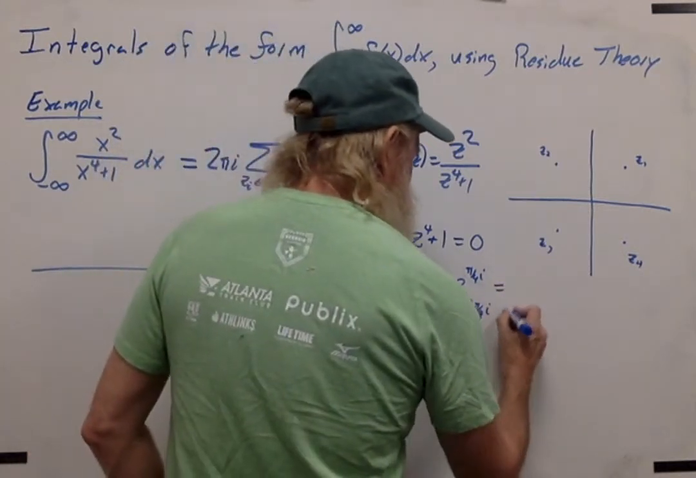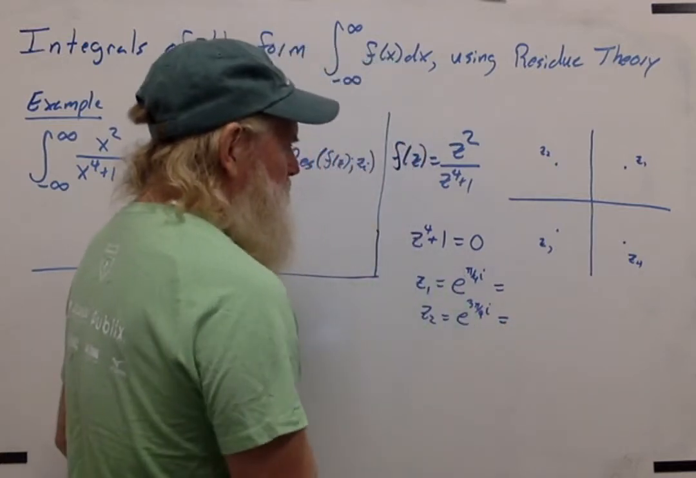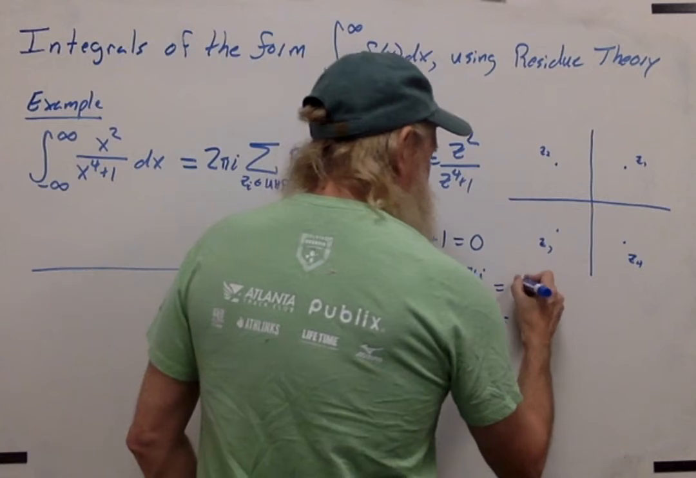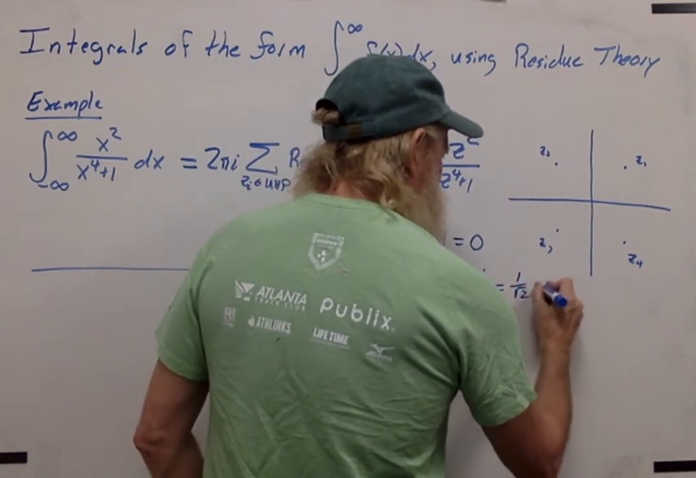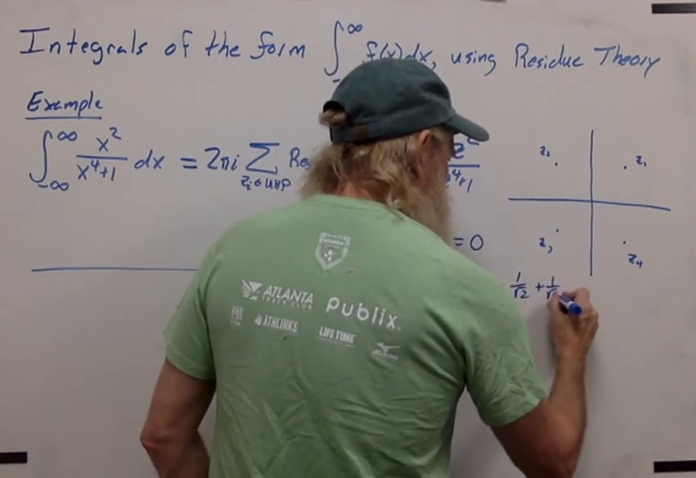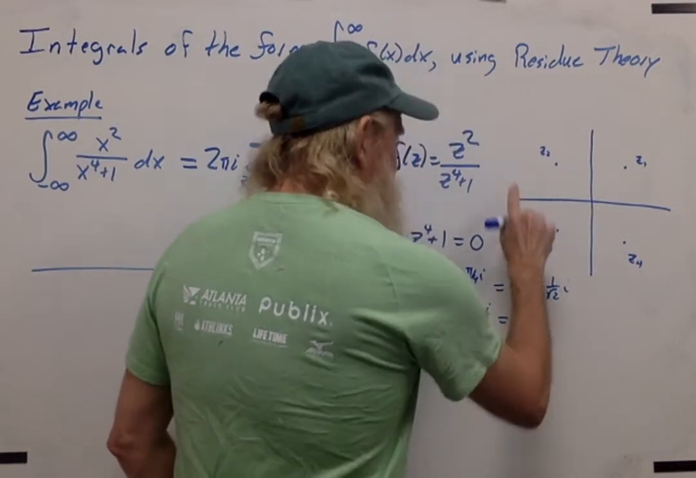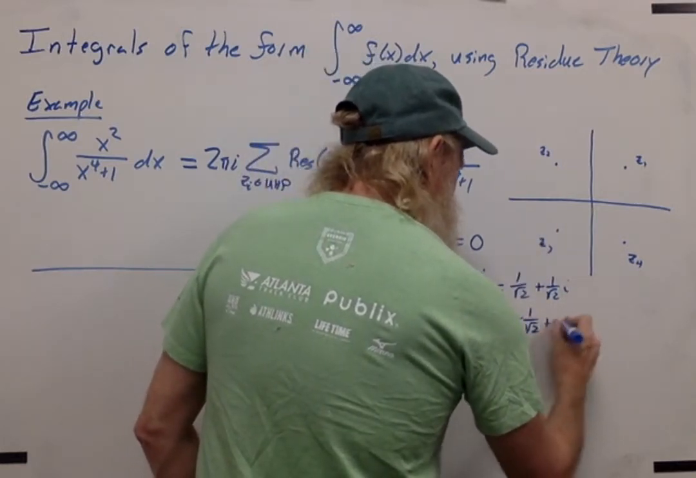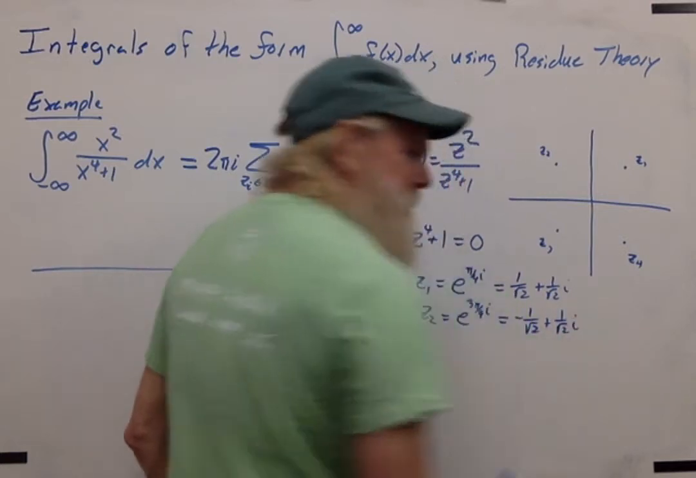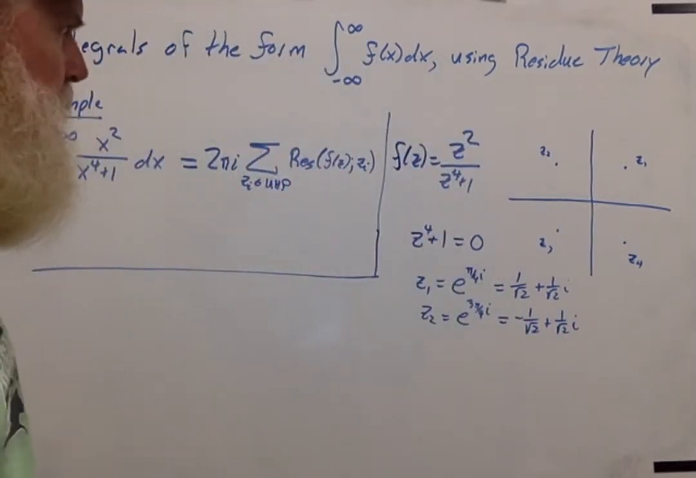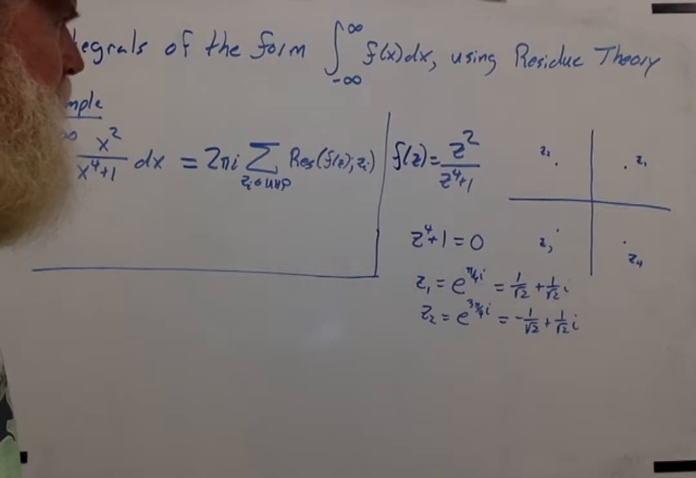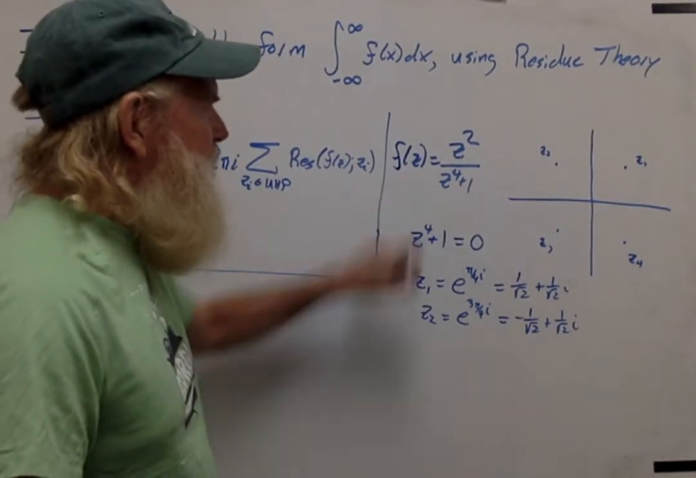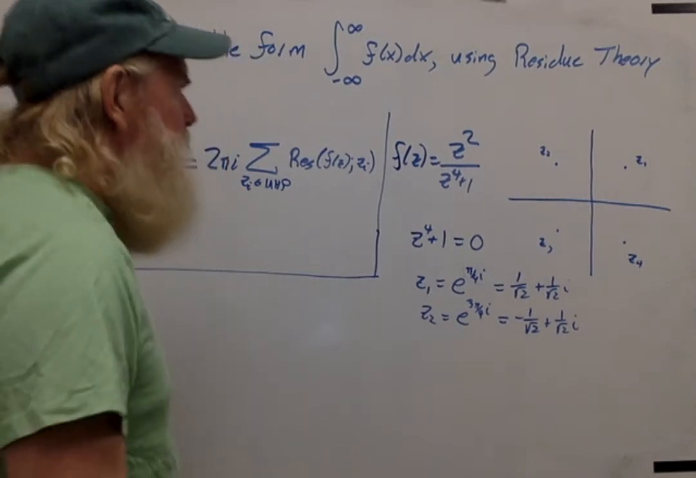By the way, if we use Euler's formula, we can write this in the form a plus bi. z1 is going to be 1 over the square root of 2 plus 1 over the square root of 2 i. And z2, over in the second quadrant, is negative 1 over root 2 plus 1 over root 2 i. So we'll use whichever form is more convenient to us. So now we need to find the residue of f at each of these two poles.